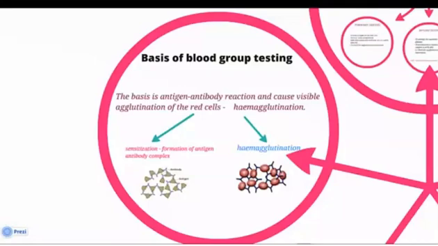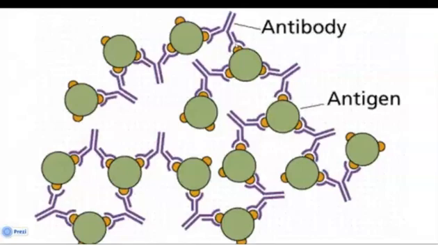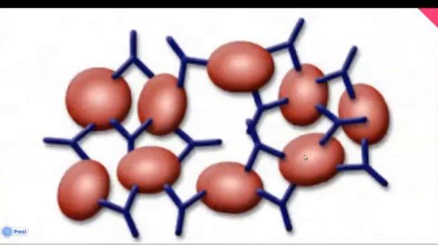There are two phases of the antigen-antibody reaction. The first one is sensitization. The second one is hemagglutination. Sensitization is the formation of an antigen and antibody complex. In this situation, the antibody will bind to the respective antigen, so it will cause sensitization. Subsequently, hemagglutination will occur, in which the red cells will come close together and cause agglutination that we can see. That is what we call hemagglutination.